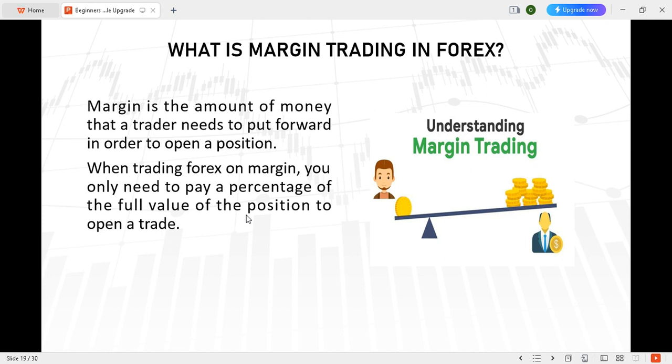So if I'm going to explain margin in layman language, very easy to understand, I would say margin is like a down payment you need to make. However, it is not being deducted from your trading equity. It's just an amount of money you need to have for you to be able to open a particular position.